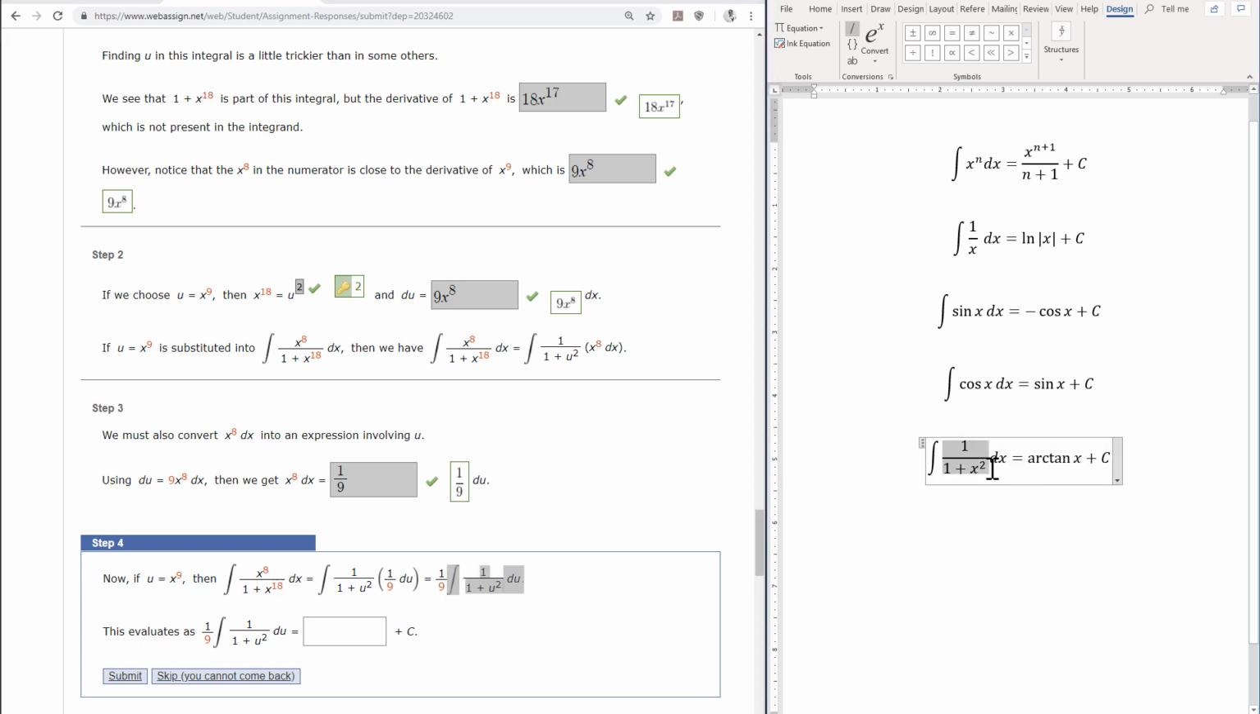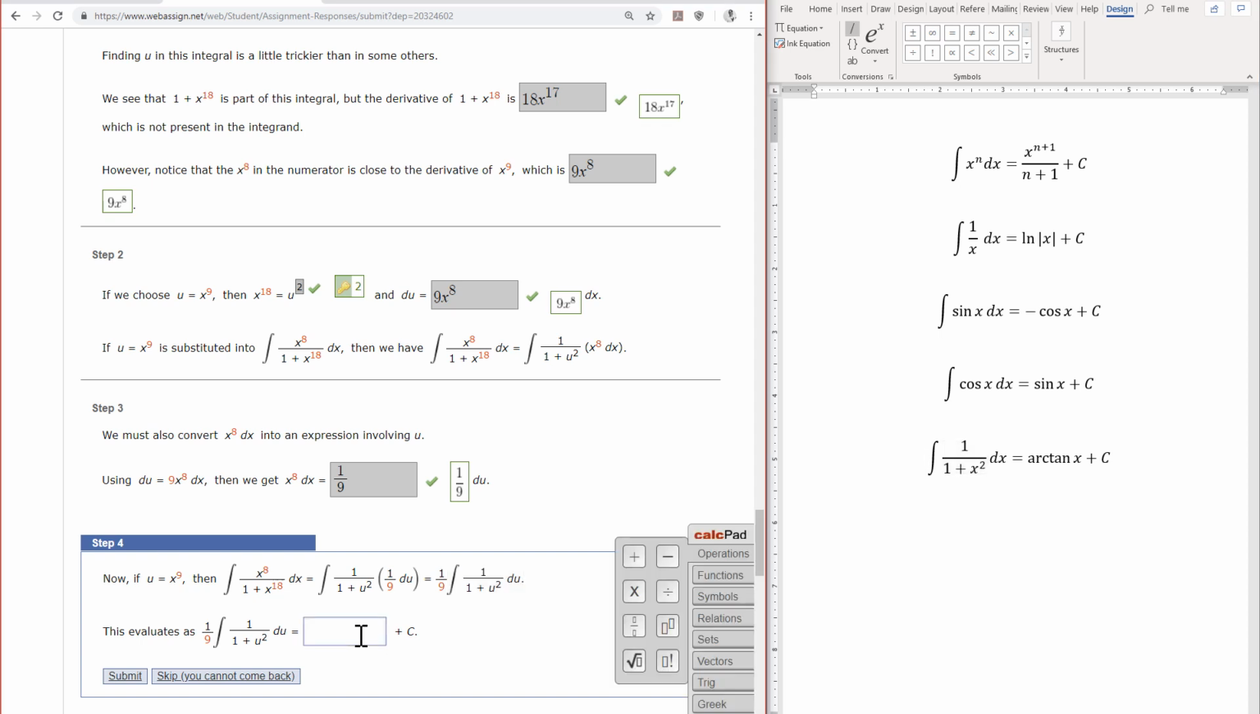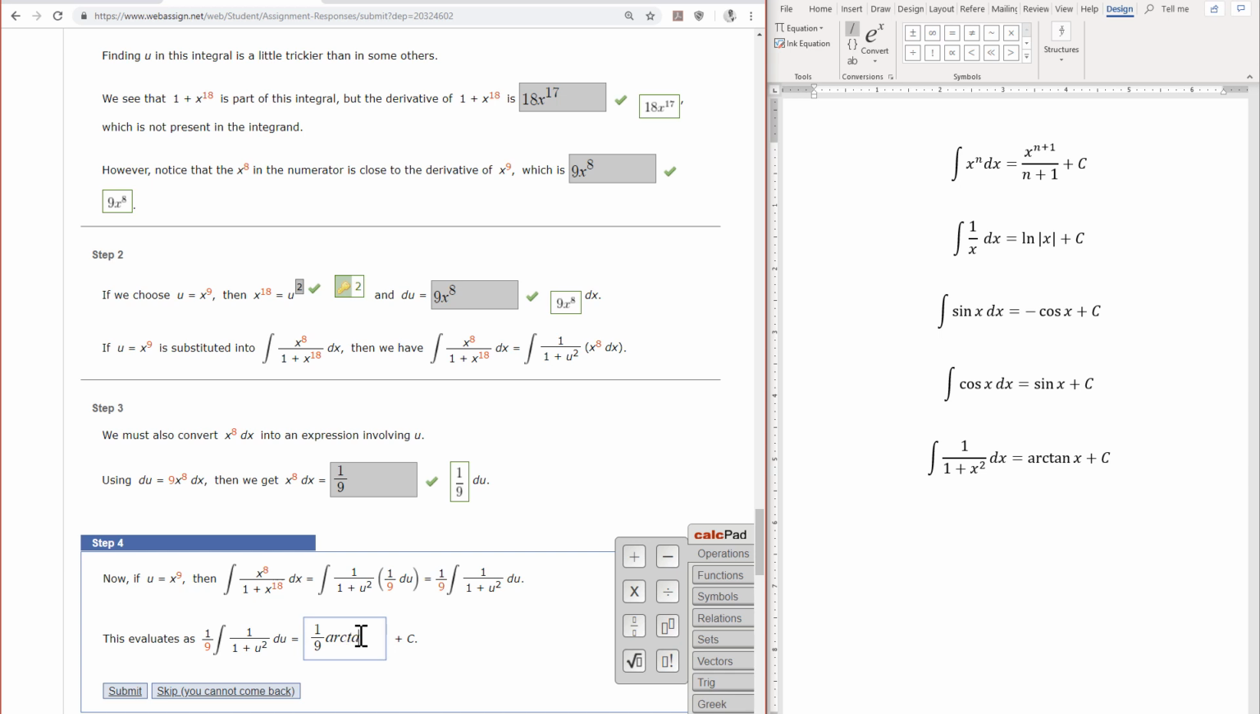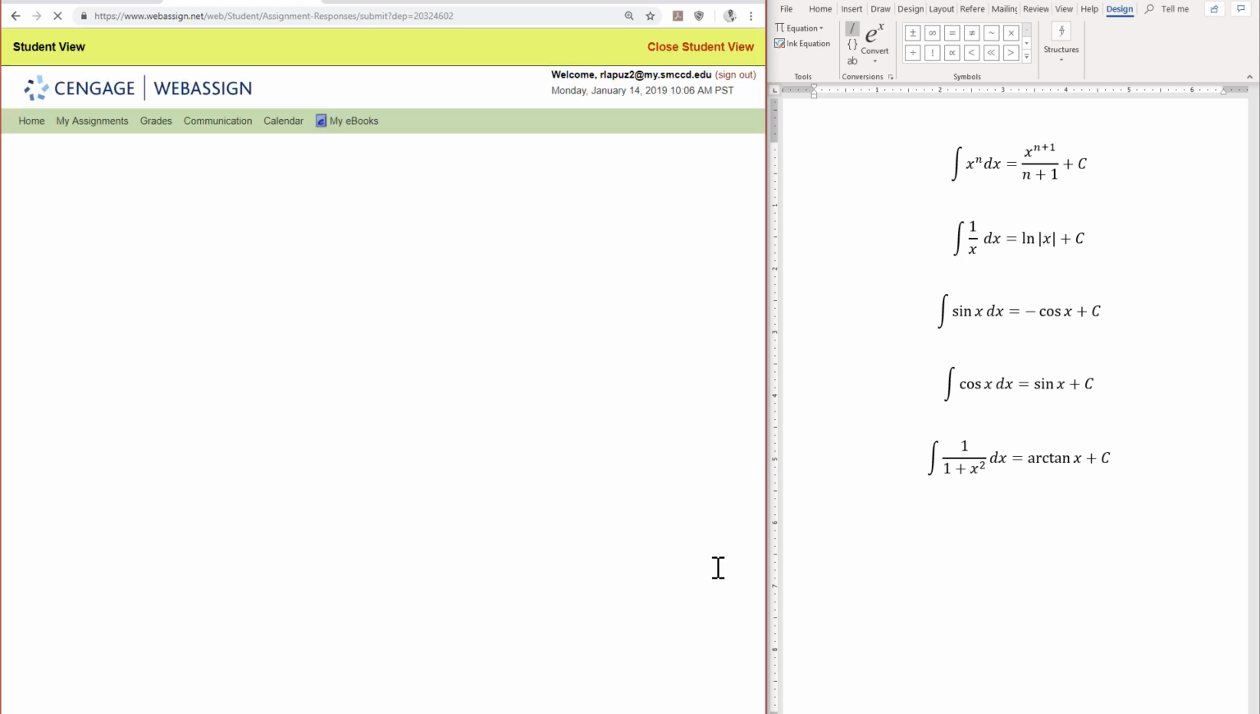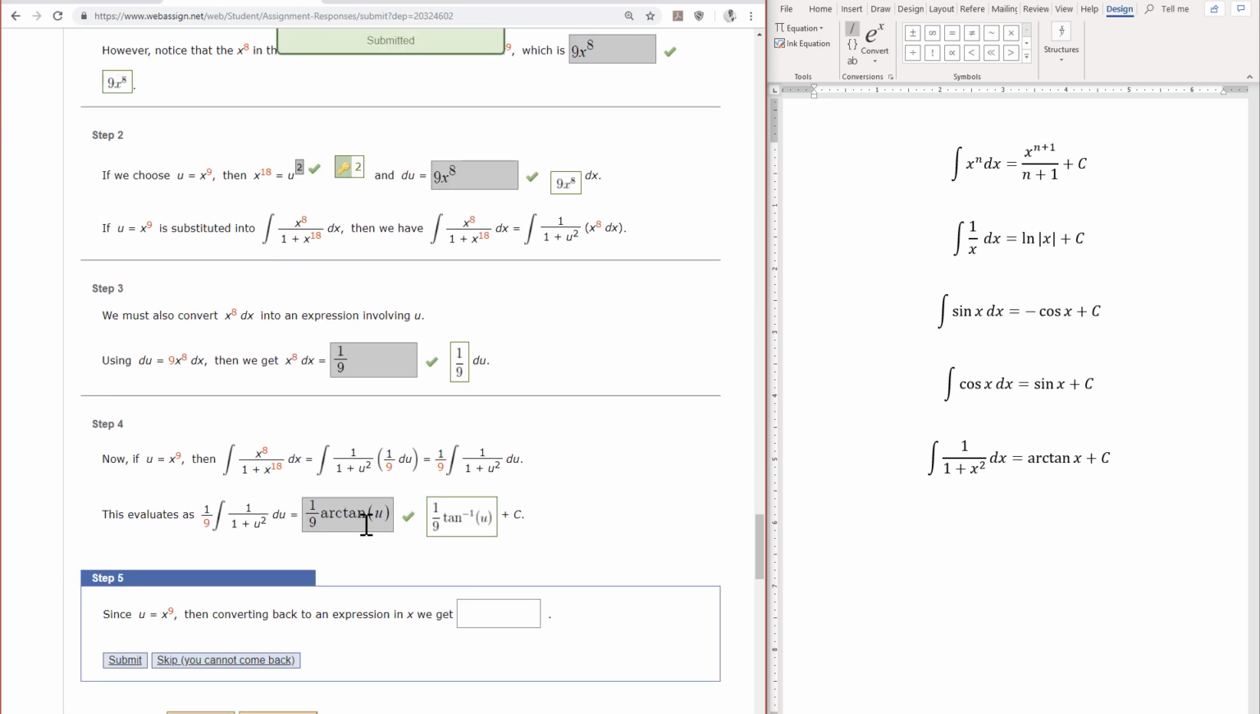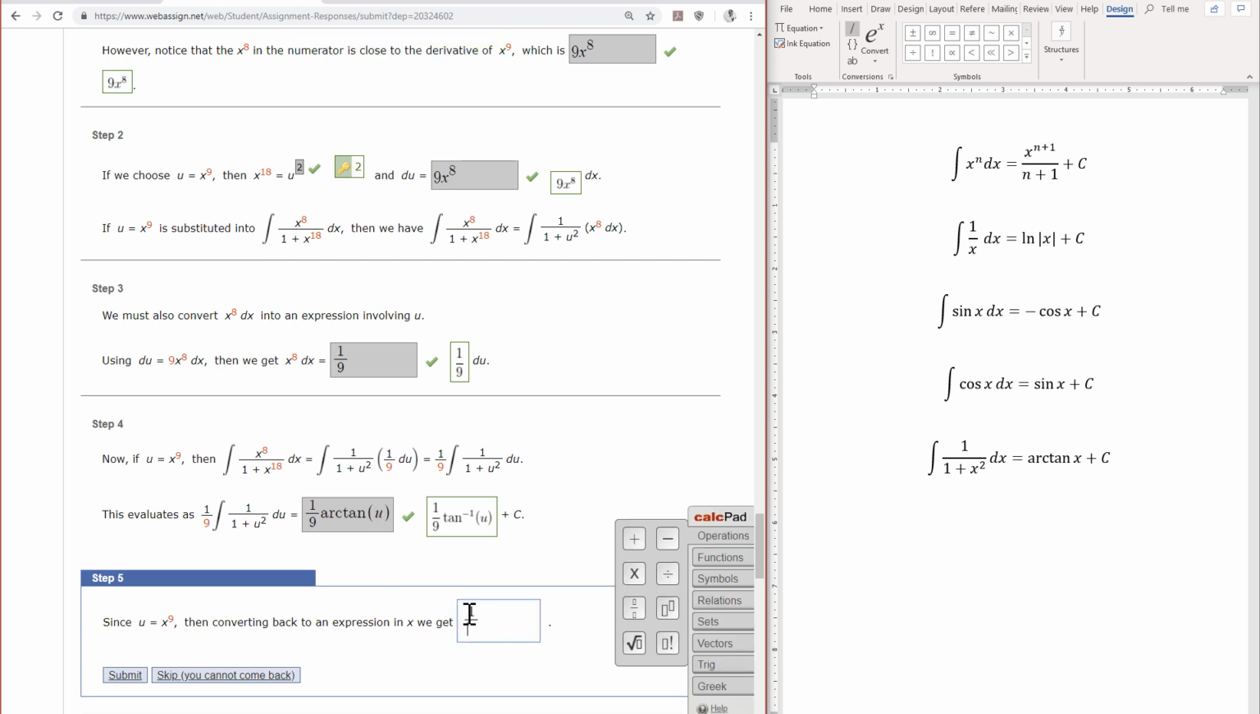Remember that that antiderivative is the arctan. So this is going to be the 1 over 9 that was sitting out there times the arctan of u, and then we have that constant plus c. We're still not quite done, because we want to make sure that we put in what u is equal to. So the antiderivative is going to be 1/9 arctan of u, and u is equal to x to the 9th power, and then plus c.